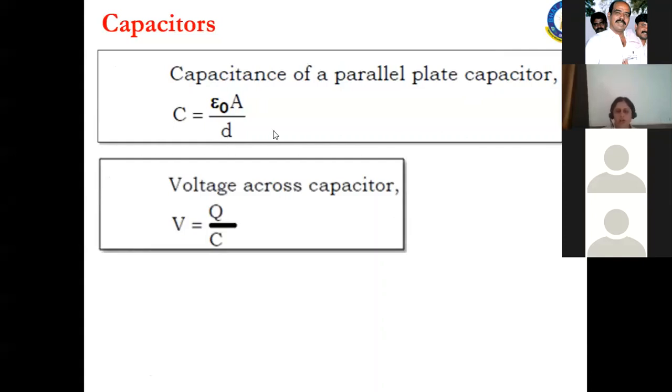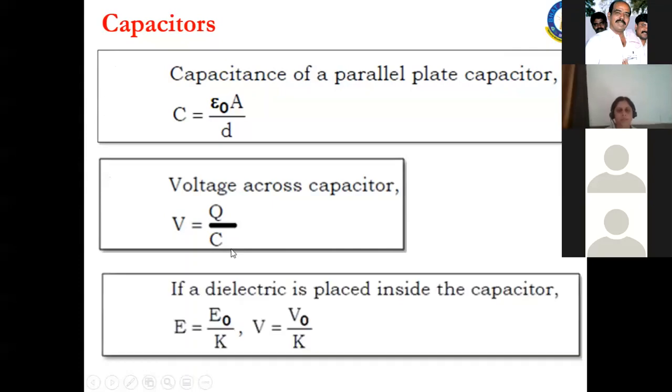The voltage across the capacitor is given by V equal to Q by C, where Q is the charge on the plates of the capacitor and C is the capacitance. Now if a dielectric is placed inside the capacitor, here we consider the air medium between the plates of the capacitor, then we have epsilon naught, the permittivity of free space.